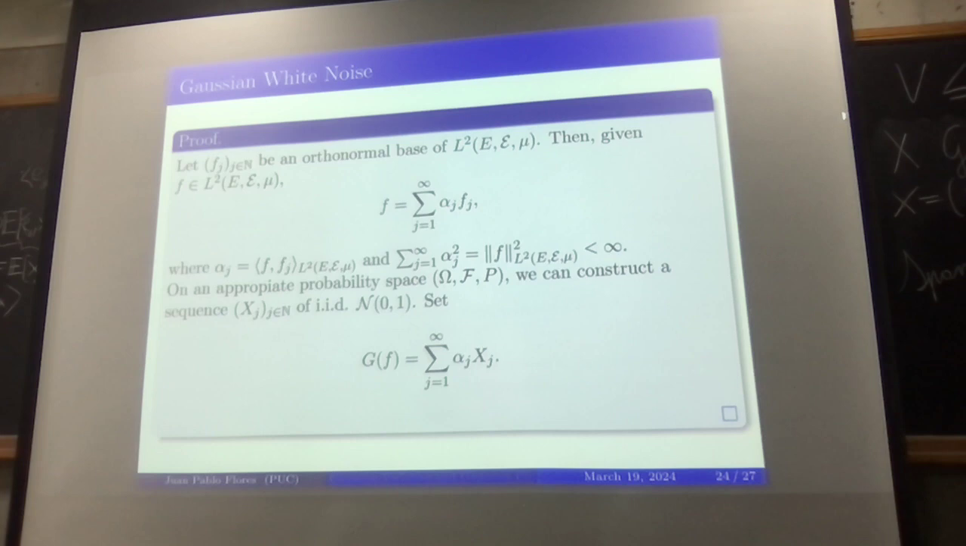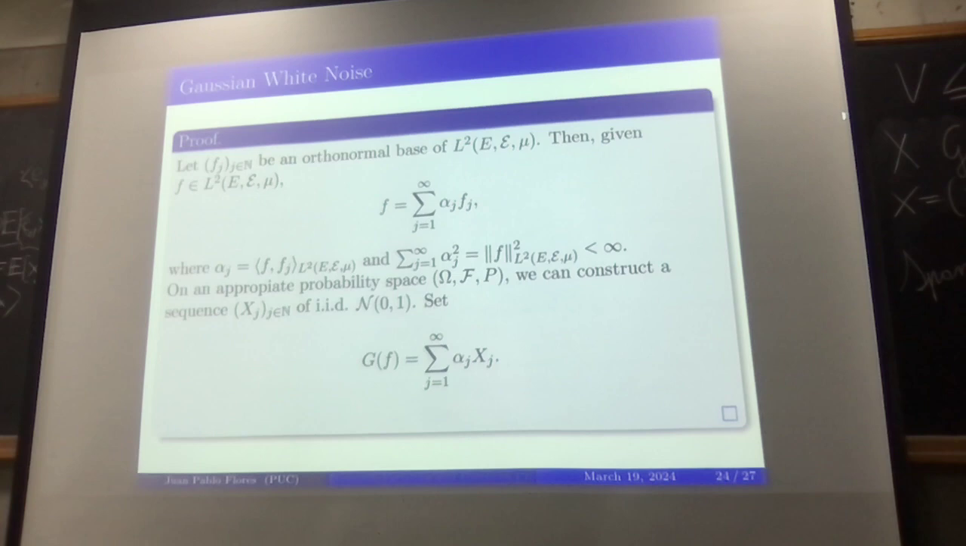On an appropriate probability space, we can construct a sequence of IID standard Gaussians. One always assumes that, but in an appropriate probability space, one can make the construction explicitly. And as I said, I think that you can take this as the interval 0, 1 with the Lebesgue measure. And then set G of f to be the same thing as before, but replacing the f_j's with the X_j's that are independent Gaussians.